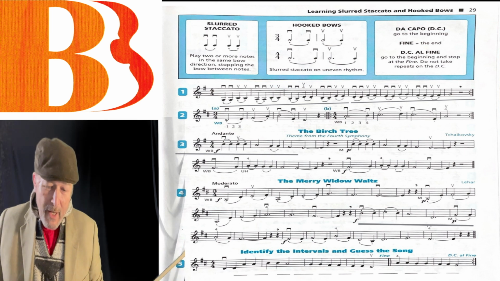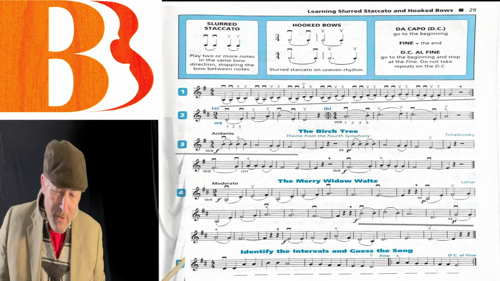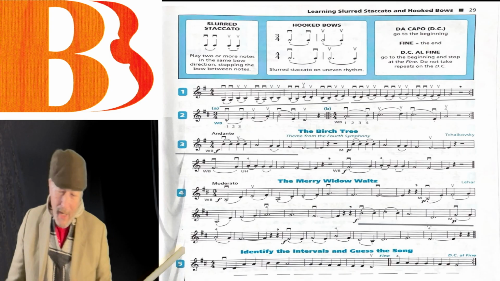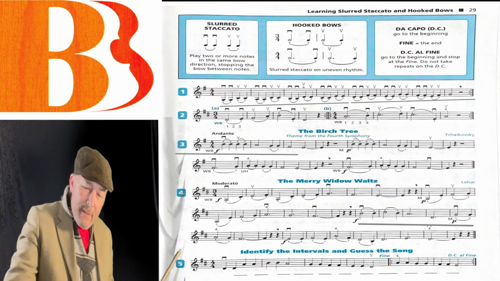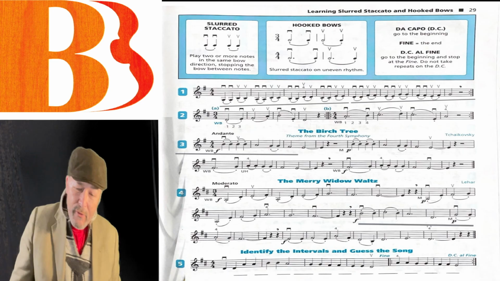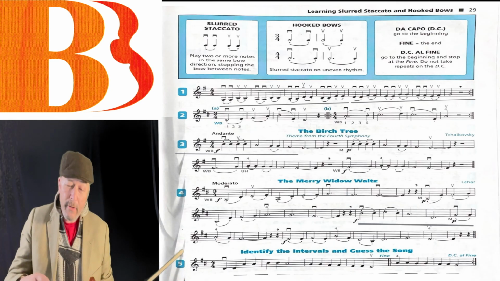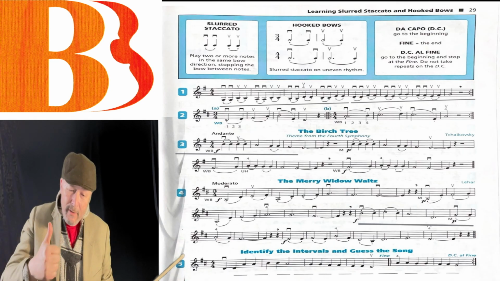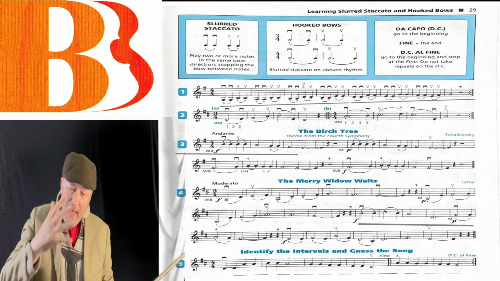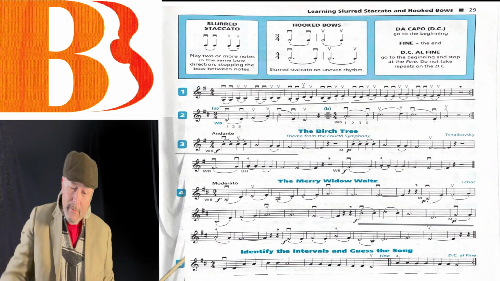Now, identifying the intervals and guess the song. So, this is number 5. You've got a D and a D, and then it goes up to A. So, counting the intervals, you count the note, D, then E, F, G, A. So that would be a 5th.